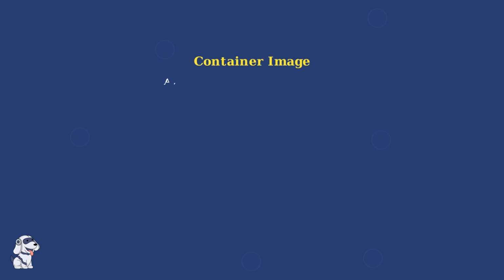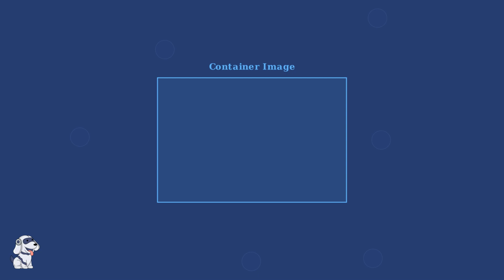A container image is one of the most fundamental concepts in modern software deployment. Think of it as a complete, self-contained package that has everything your application needs to run. Let me show you what goes inside a container image. It's like a shipping container that holds everything needed for your application to work properly. Inside this container image, we have your actual program or application code. This is the software you've written that does the work.